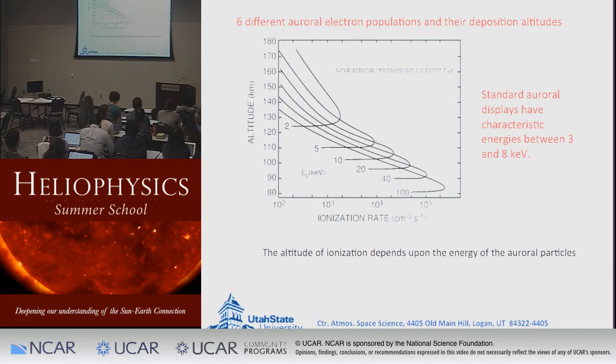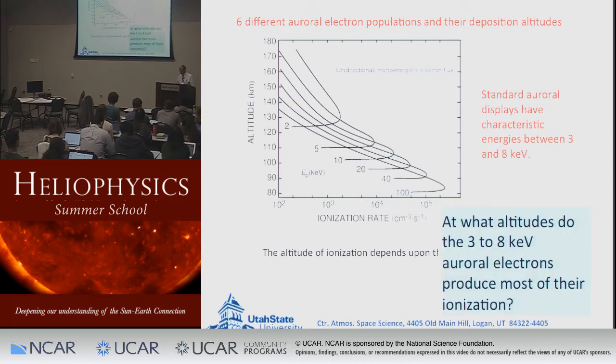The aurora is produced primarily by electrons in the 3 to 8 keV range. As they come down, what you're looking at is the ionization rates for these 6 different model studies, showing you where the absorption through the ionization process occurs. That's where these electrons dump their energy. So the question is, at what altitudes do these 3 to 8 keV auroral electrons produce most of their ionization, i.e. dump most of their heat? And where is that? Good, thank you, sir.